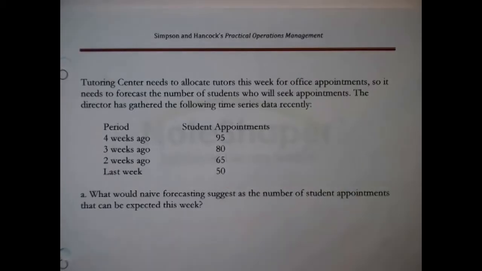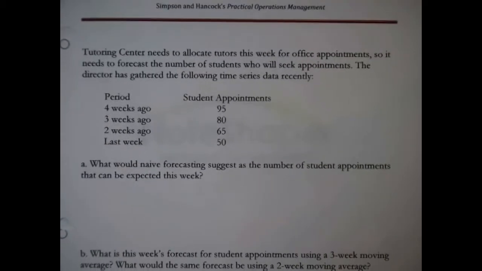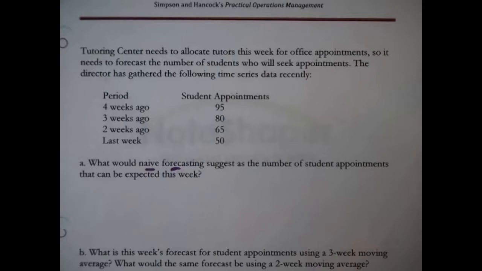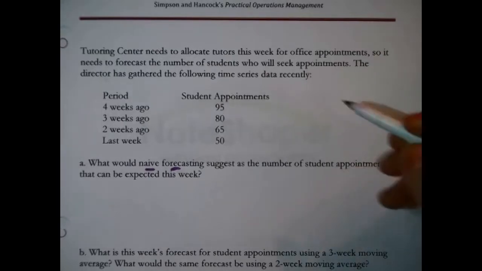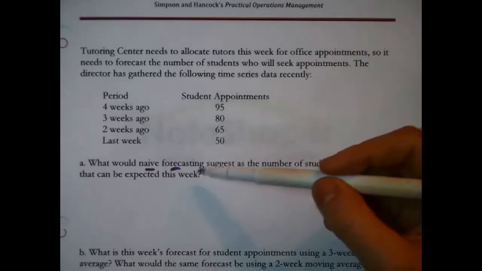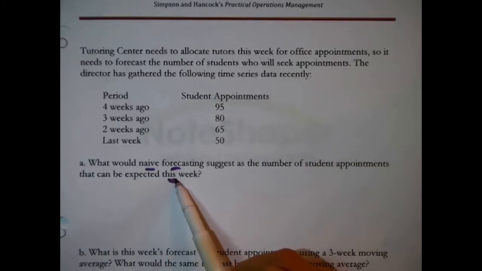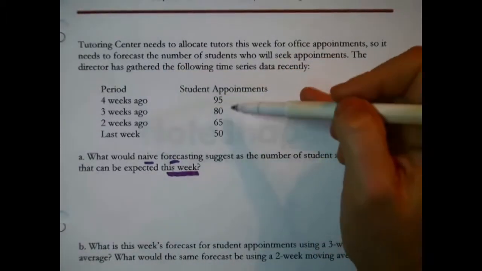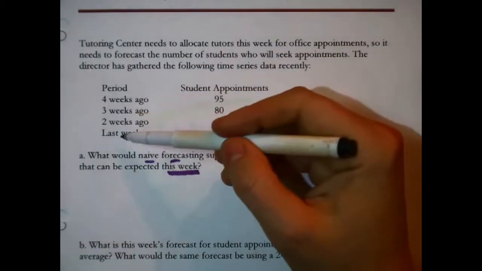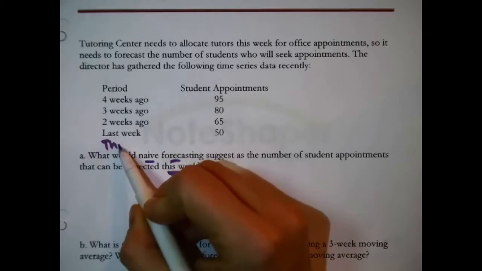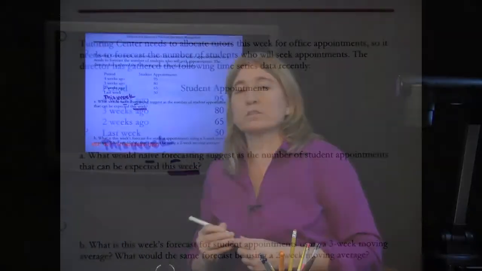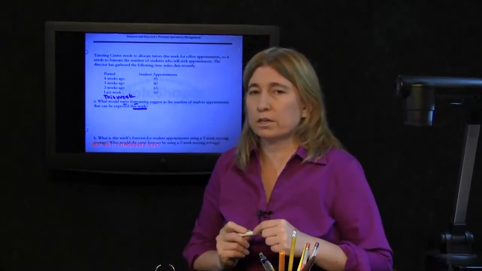Okay, fine. What's the first question? What would naive forecasting suggest as the number of student appointments that can be expected this week? Now, this is going to be really easy to answer, but we should focus on that fact. Notice the way that the data has been presented: 4 weeks, 3 weeks, 2 weeks, last week. This week is essentially the next row. And the question is, what would naive forecasting suggest?